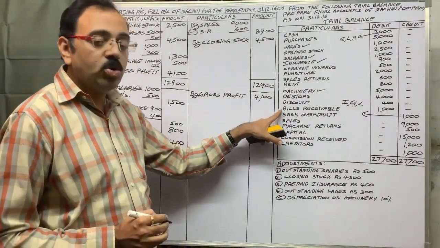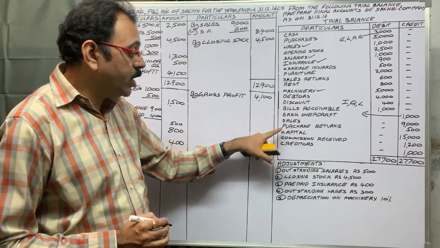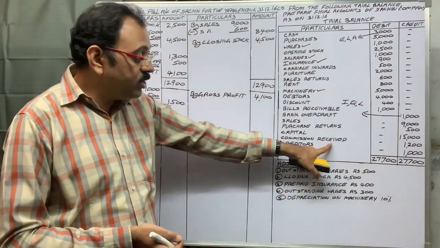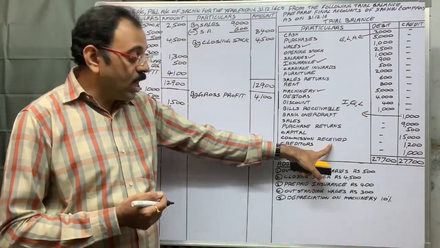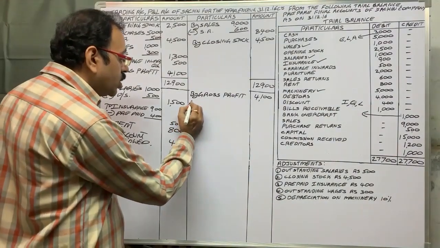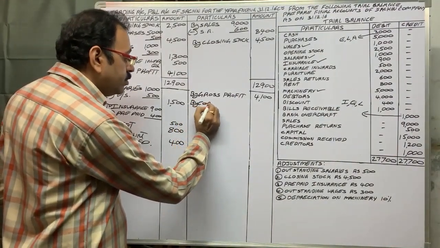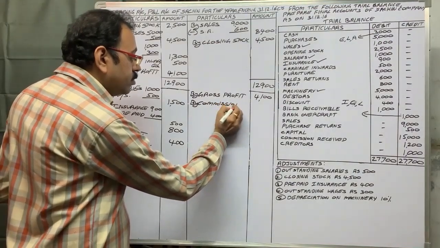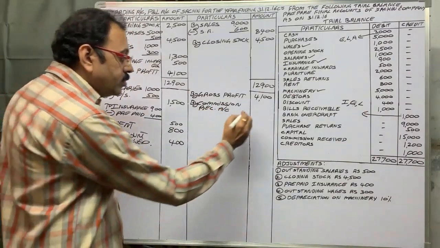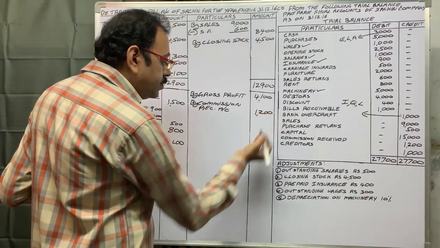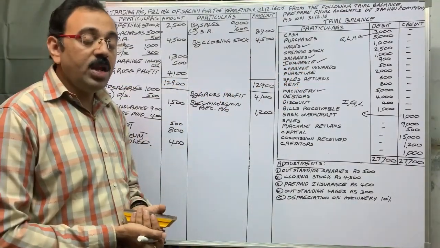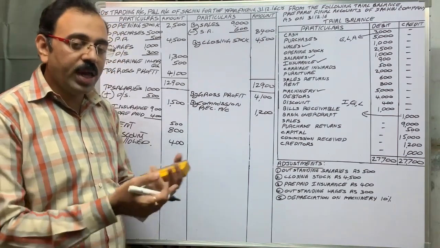Then bills receivable is an asset. Bank overdraft, liability. Sales, purchase return, capital, commission received. Since the word received is given, this is an income to us. Observe, the amount is given in the credit column, no? So this is indirect income. In the profit and loss account, we should show that on the credit side. Commission received account. There is no adjustment. Creditors is a liability. Now trial balance amounts are completed.